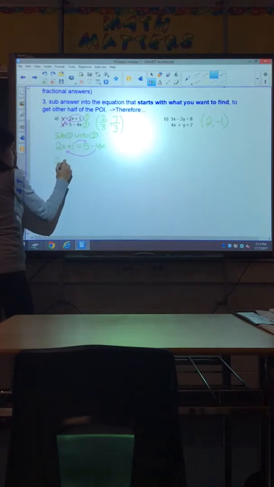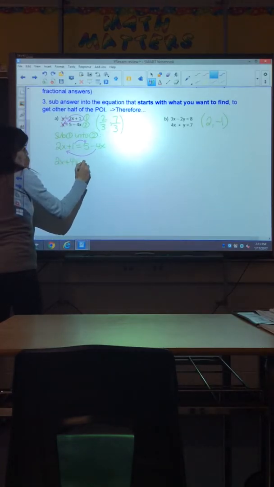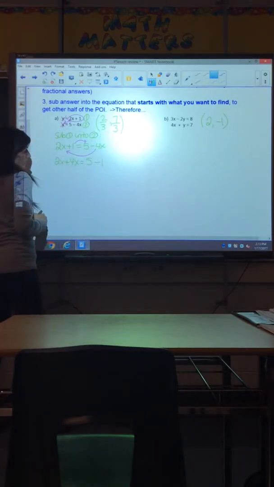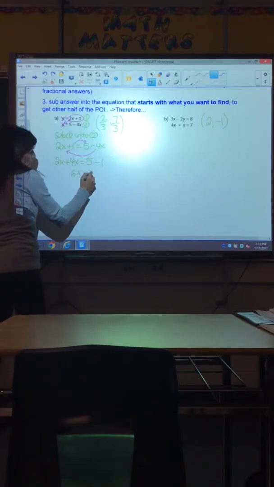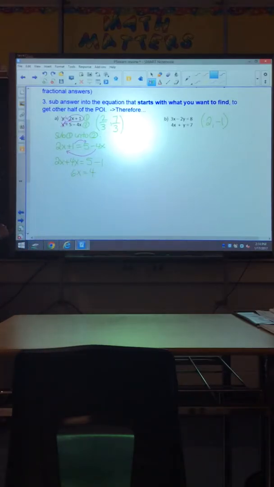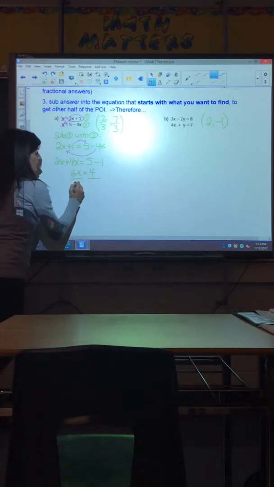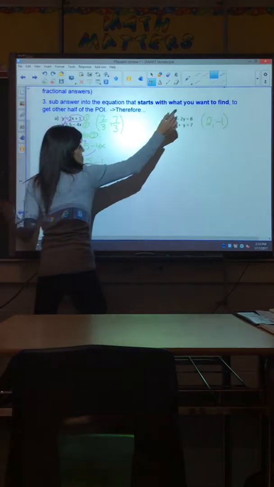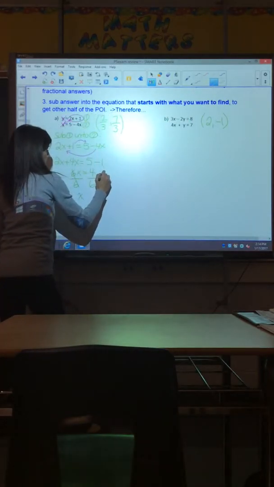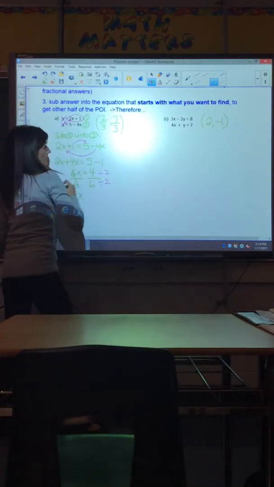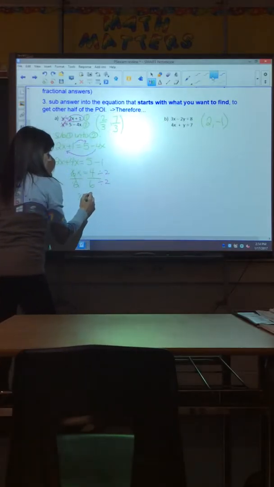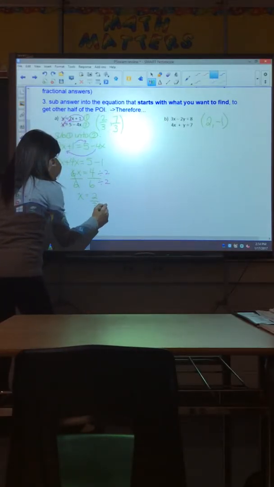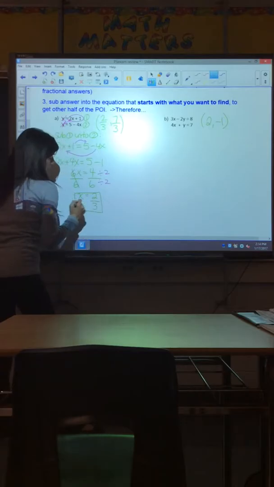So 2x plus 4x on the left equals 5 minus 1 on the right. When I have a coefficient in front of the x, I have to divide by that number in order to make it go away. So I'm dividing both sides by 6, which makes those cancel. And I can reduce this fraction. 4 over 6, if I divide both sides by 2, is the same thing as saying 2/3. So that's the x coordinate of the point of intersection.